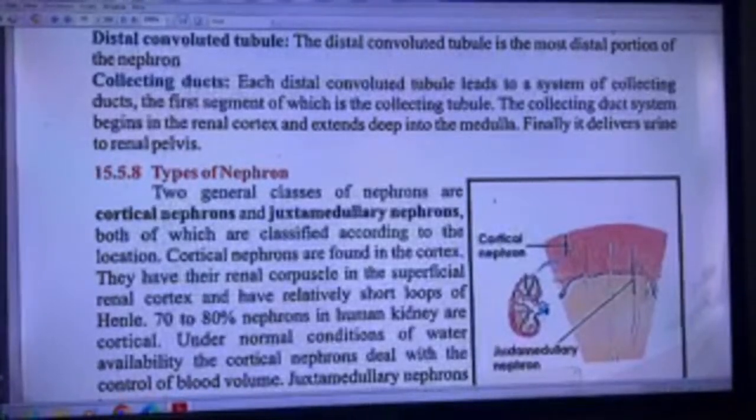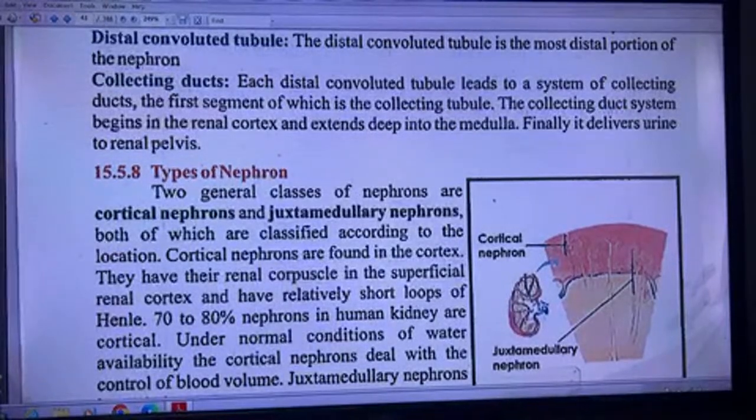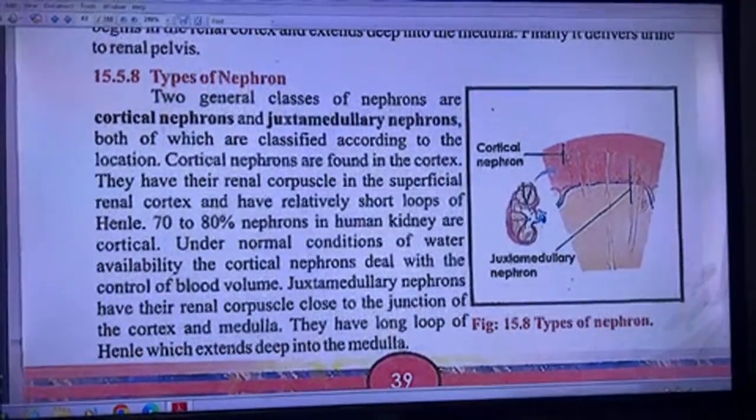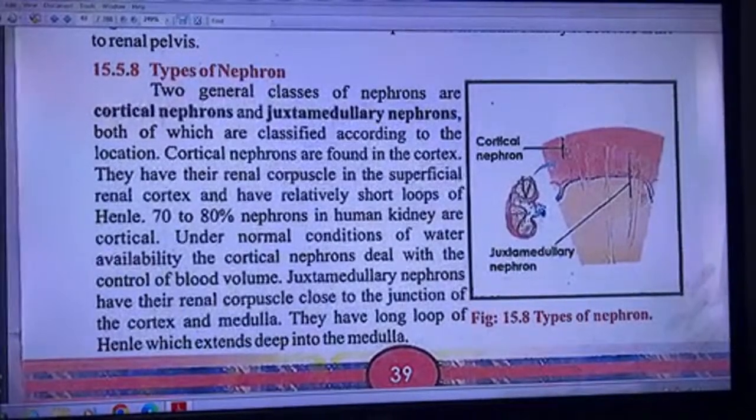Types of nephron. Two general classes of nephrons are cortical nephrons and juxtamedullary nephrons, both of which are classified according to location. Cortical nephrons are found in the cortex. They have their renal corpuscle in the superficial renal cortex and have relatively short loops of Henle. 70 to 80% of nephrons in the human kidney are cortical. Under normal conditions of water availability, the cortical nephron deals with the control of blood volume.